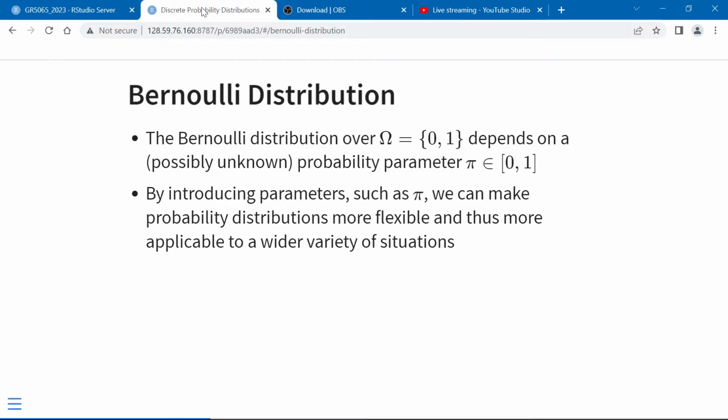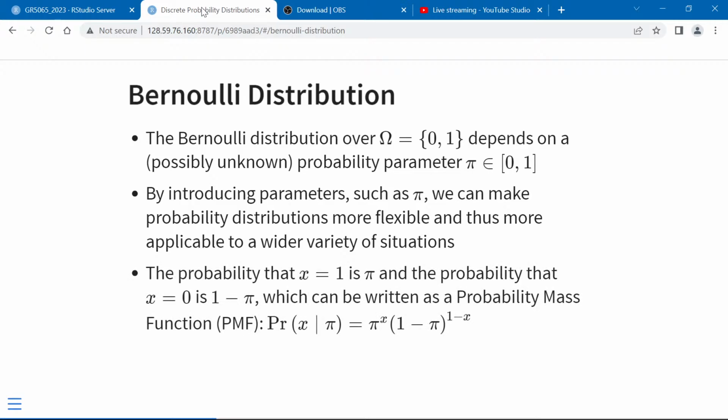And by introducing parameters such as pi, which starts with p, and so reminds people it's a probability, we can make probability distributions more flexible and thus more applicable to a wide variety of situations in which we might want to be estimating pi. So, if pi is low, if pi is high, the Bernoulli distribution is basically applicable anytime your outcome variable can be considered like success or failure. And we can estimate the probability of success. So the probability that x is 1 is pi. The probability x is 0 is thus 1 minus pi. The probabilities have to sum to 1.